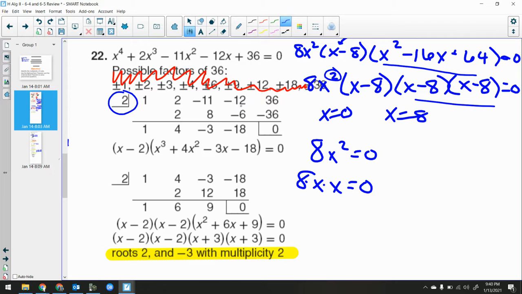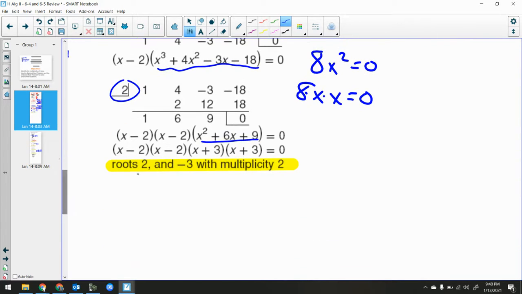Okay, so I run +2 through synthetic division, and I get this left over. And then I say, okay, well, since it bounced, I know I can use it twice. And then I run it through synthetic division, and look, this is a factorable trinomial, x plus 3, x plus 3. So I've got x equals 2, and then x equals -3, both with a multiplicity of 2.